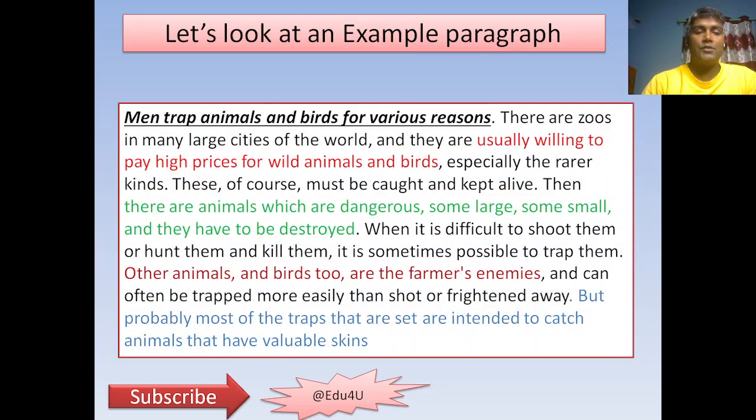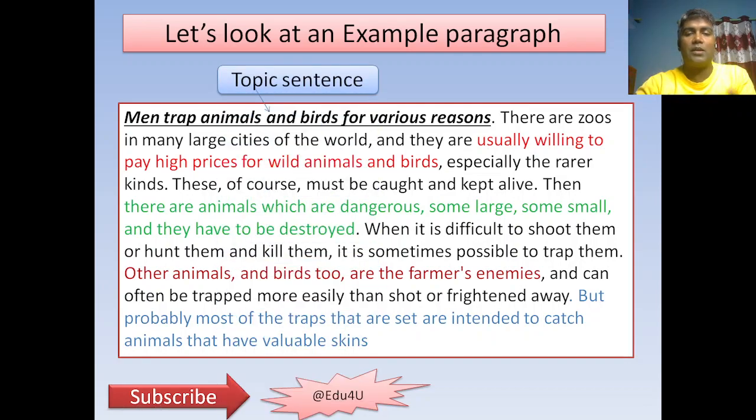Okay. Now we have a paragraph here, and I have just taken this paragraph from one of the books. It's about animals. So let's read the paragraph here. Men trap animals and birds for various reasons. See, the first sentence of the paragraph is the topic sentence. It is clear that the paragraph is going to talk about the reasons why birds and animals are trapped. We can get a clear picture about what the paragraph is all about.